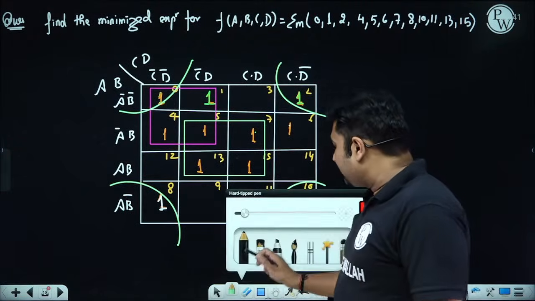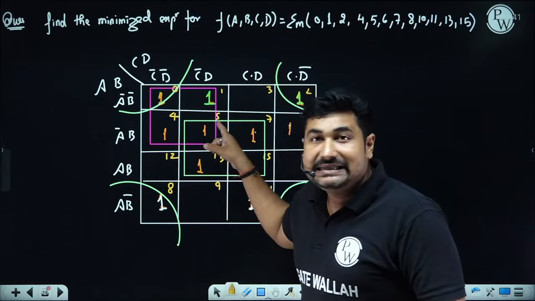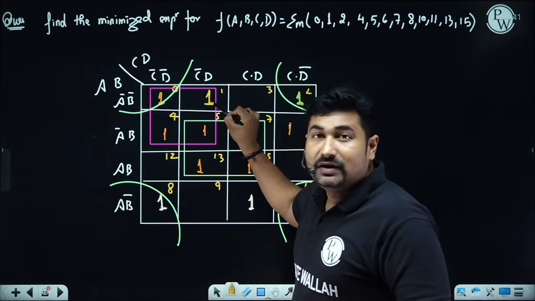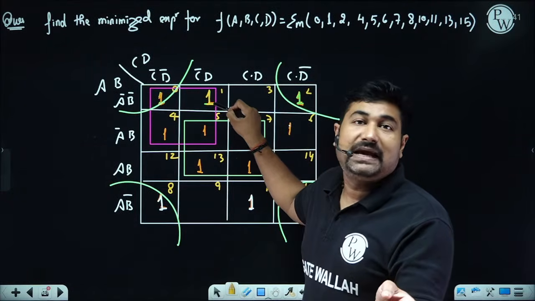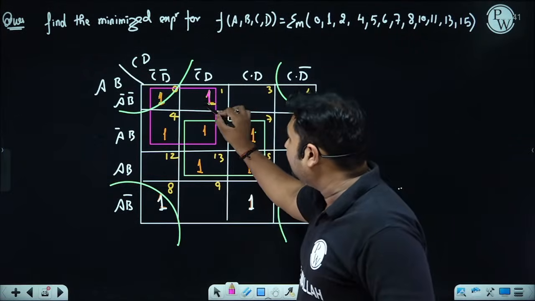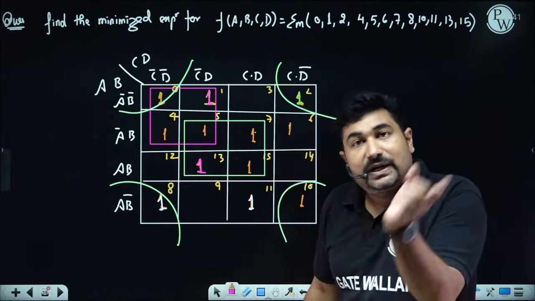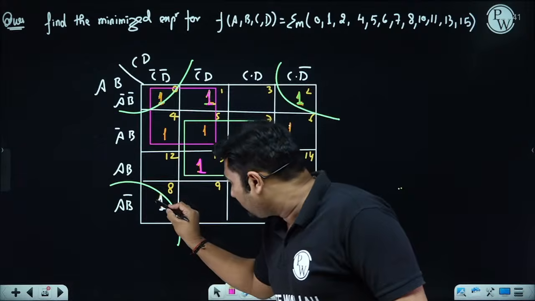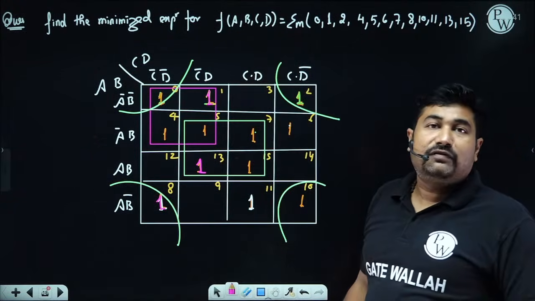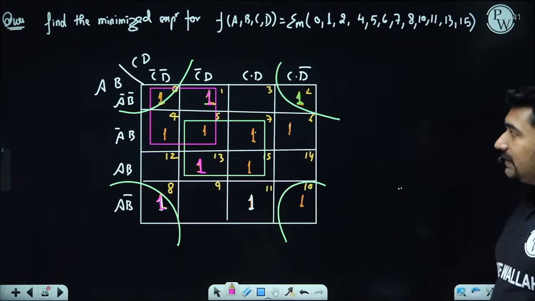Now please observe, what is an essential prime implicant? An essential prime implicant contains at least one minterm which is not the part of any other prime implicant. So if you observe, this one is not the part of any other prime implicant. In the same way, if you observe this one, it is not the part of any other prime implicant. If you observe this one, only this group is possible. It is not the part of any other prime implicant. How many of you are now able to understand, beta ji?